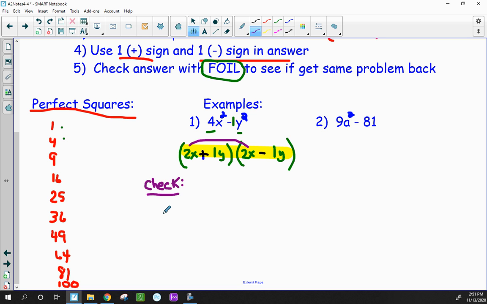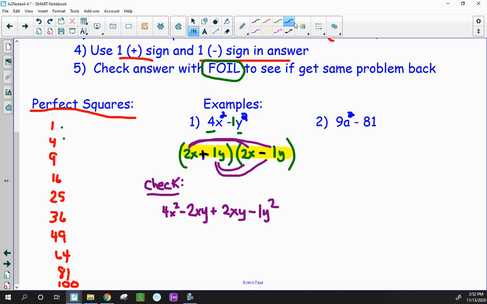2x times 2x is 4x to the second. Outside, 2x times a negative 1y, 2 times negative 1 is negative 2, x times y is xy. Inside, 1y times 2x is 2yx, but I like to put the letters in alphabetical order, so you can do the same thing. And then last will be this term times this term, positive times negative is negative, 1 times 1 is 1, y times y is y squared.